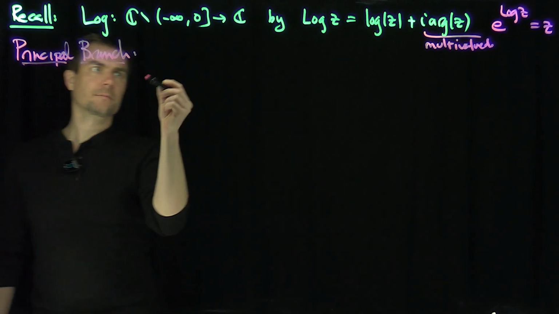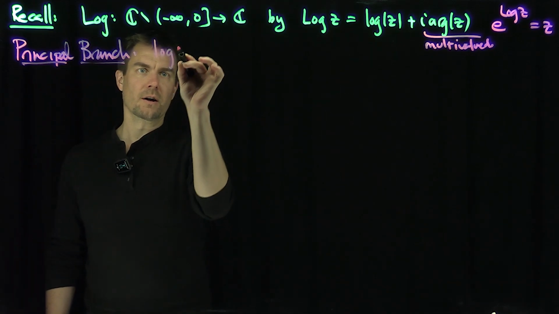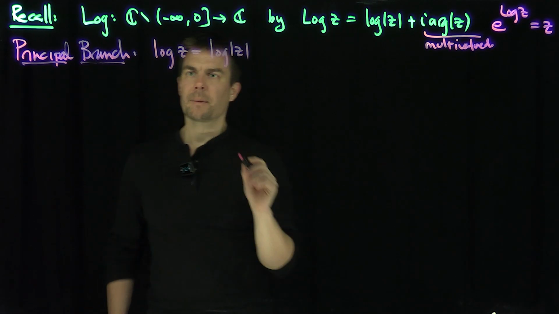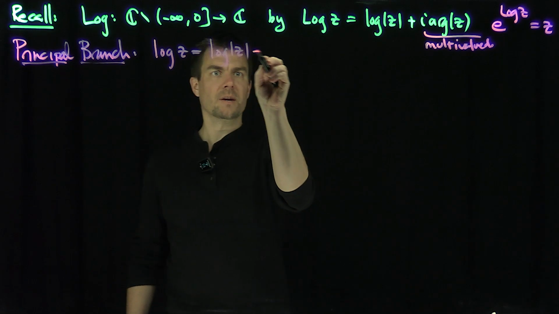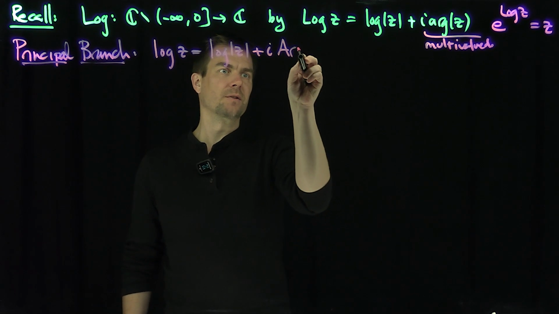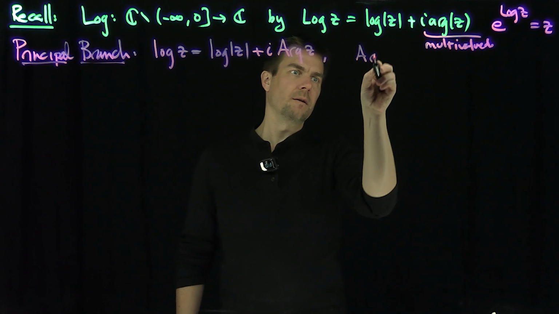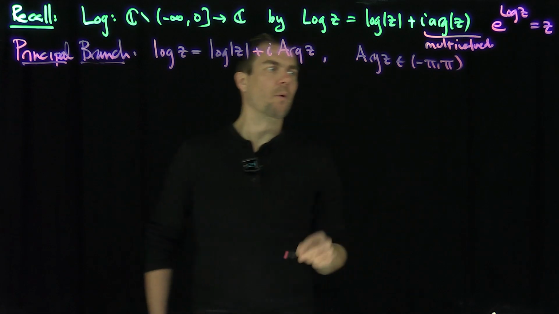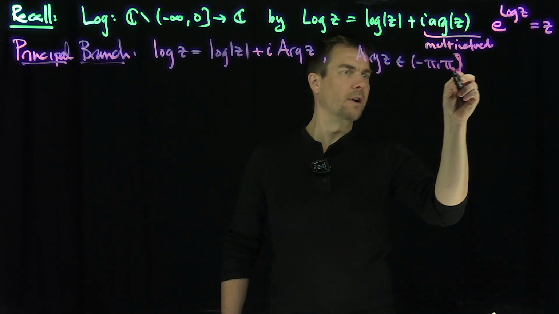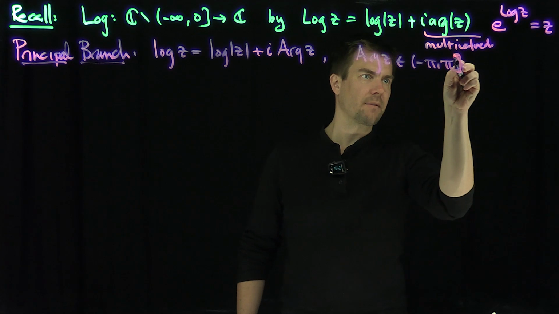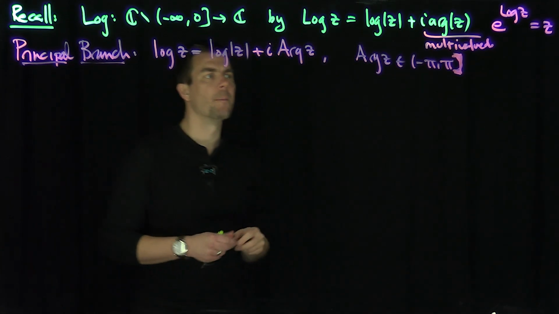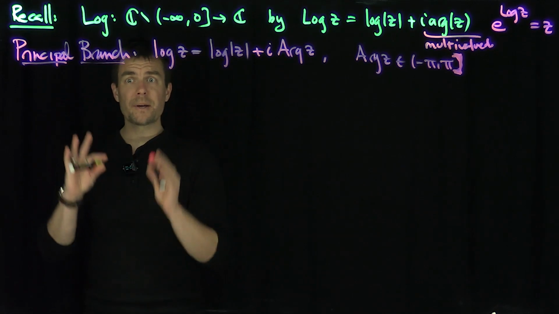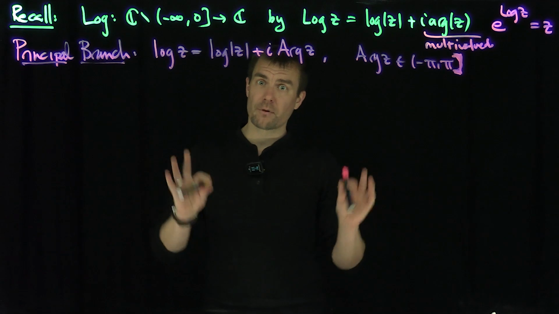The principal branch is just the ordinary log of the modulus of z, so I'm extending the log to the complex plane via this argument, plus i times the principal argument of z. So here the argument of z is between negative pi and pi. The principal argument could include pi, but we're not going to allow that value since it's on the negative half line. The logarithm is going to jump at that point, and we're going to see how that jump leads to the failure of several properties.